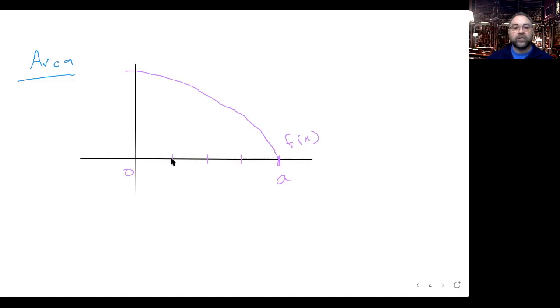Now the question is, okay, if I make my rectangle here, how high should it be? Should I go till the right edge hits the curve? Or should I go till the left edge hits the curve? Right edge, left edge. Upper value, lower value, right? Well, what do you think? Right edge? Okay. We'll start with the right edge one.